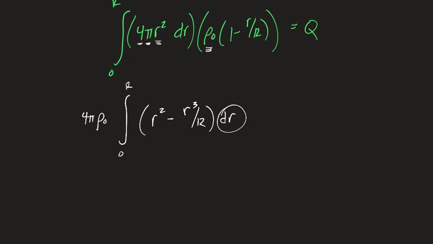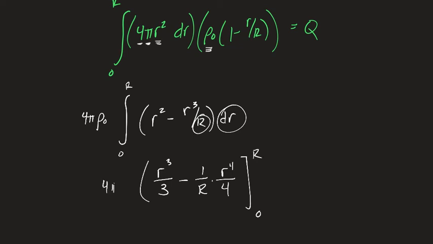I'll go to the first term, which is r squared. I will add 1 to the exponent, r cubed. I will divide by the new exponent, 3. That's first term. Put a negative sign in there, go to the next term. The next term is r cubed over r. So this r is just a constant. Put it out front. Take my r cubed, add 1 to it, r to the 4th. Divide by the new exponent, 4. That's the last term. That's it. This is the antiderivative, evaluated 0 to r. Don't forget my 4 pi rho naught.